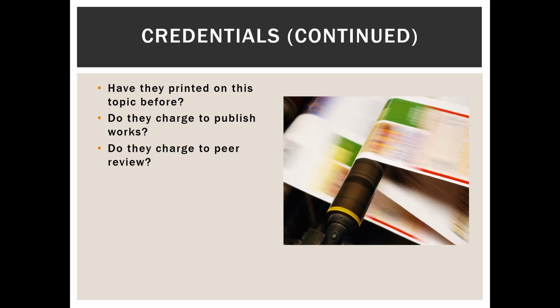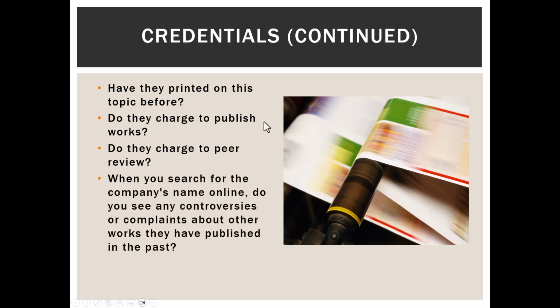Believe it or not, there are journals that are nefarious enough that they will have people rubber stamp their articles to, quote unquote, claim that they're peer reviewed, but they are not. When you search for the company's name online, do you see any controversies or complaints about other works that they've published in the past?